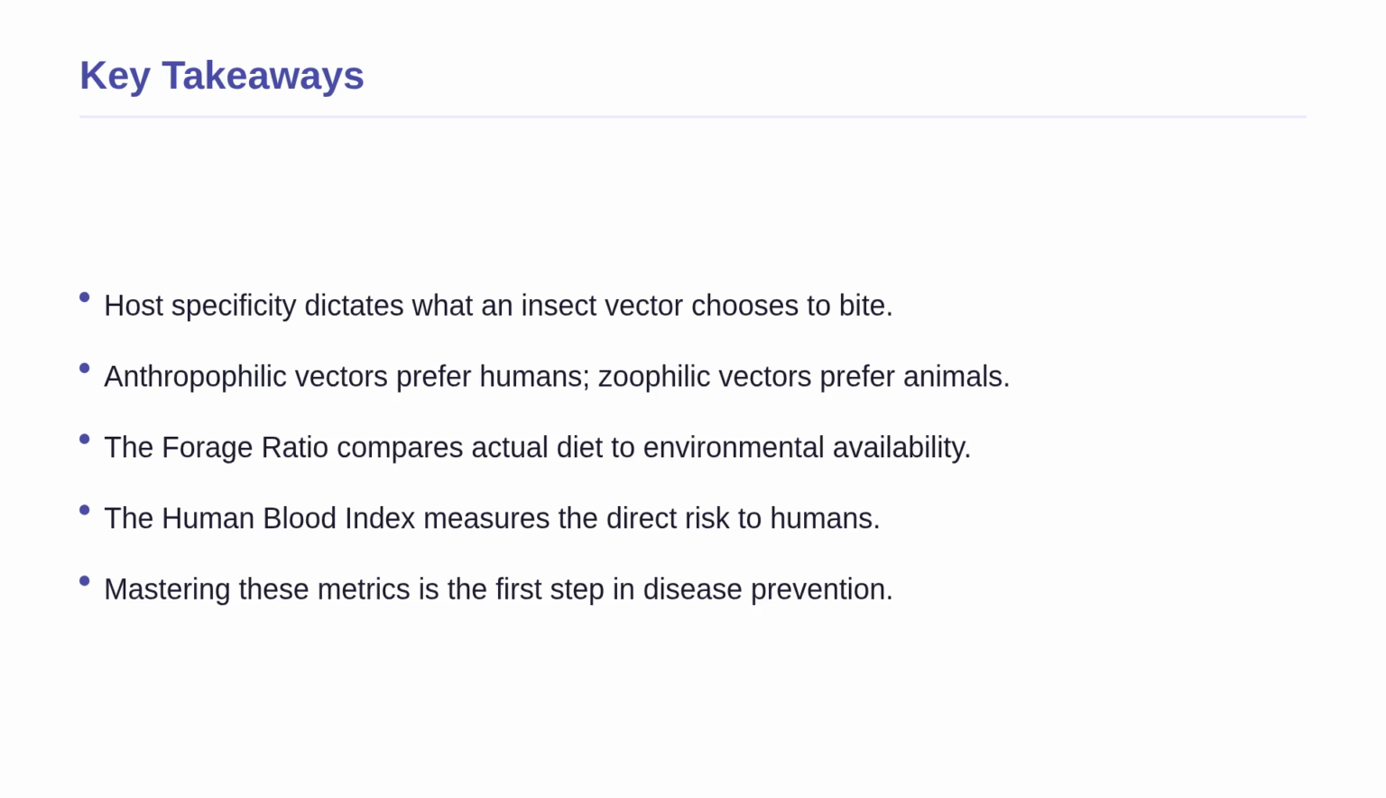We have covered a lot of ground today, so let us summarize the most important ideas. First, host specificity is the biological compass that dictates what an insect vector chooses to bite. We learned that anthropophilic vectors target humans, while zoophilic vectors target animals. Second, we explored how to quantify this behavior using the forage ratio, which compares an insect's actual diet to the availability of hosts in its environment. Finally, we calculated the human blood index to measure the direct probability of human feeding.